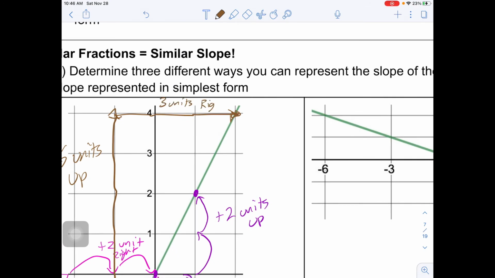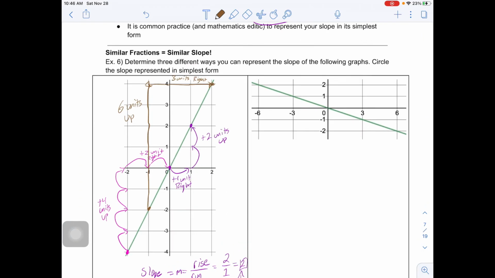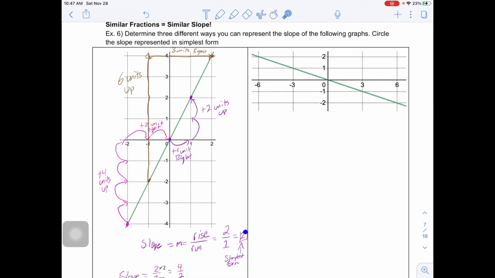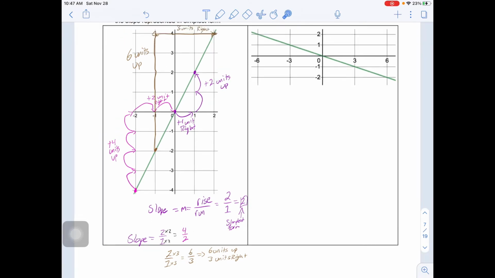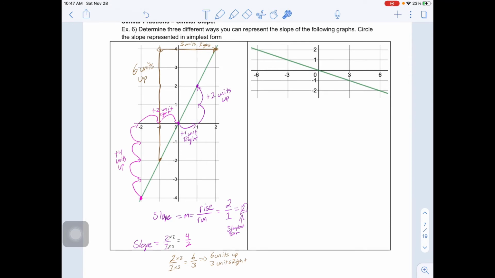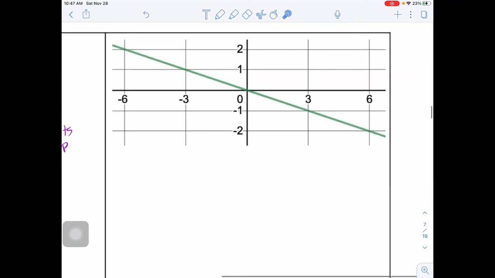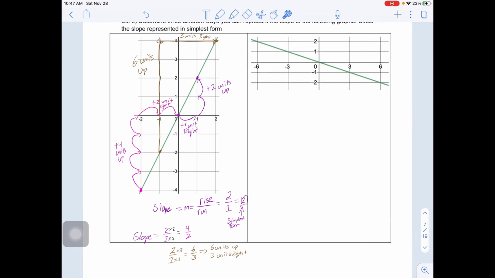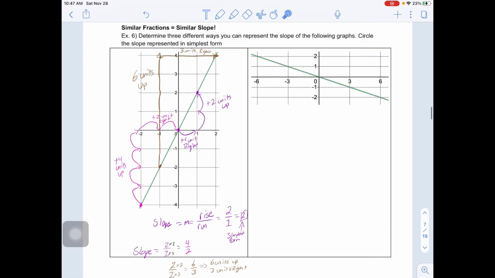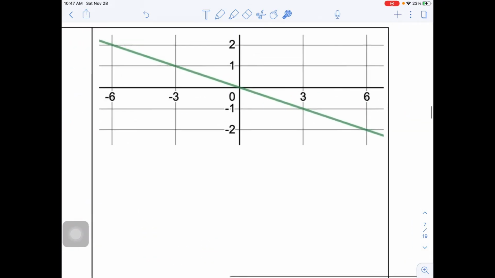So it's super important to understand that we usually represent slope in simplest form, but slopes for a line can be represented in different ways because of similar fractions. Okay, so let's look at this last one here. If you want to quickly pause the video and copy down what we've written, rewatch, because this is really important to understand moving forward. Let's look at this one though. Again, choose 2 points to focus on. Maybe I'll choose these points, and recognize your scale: every tick for your horizontal is actually 3 units.